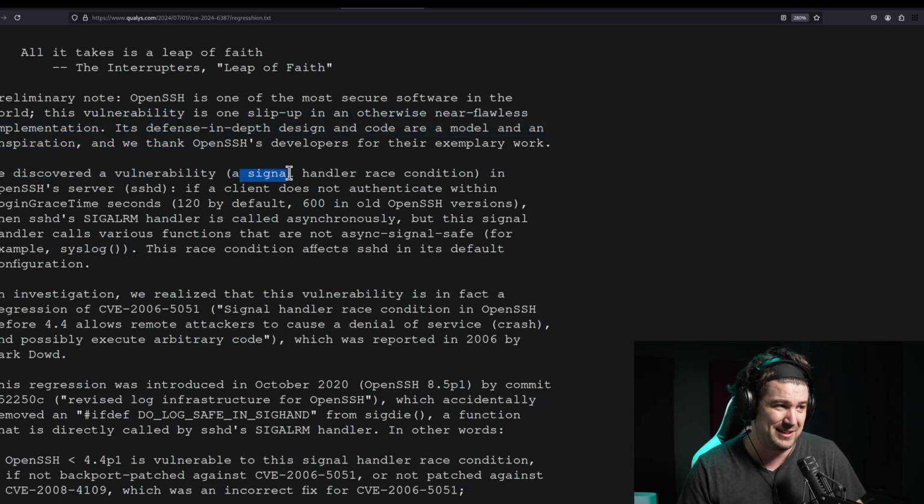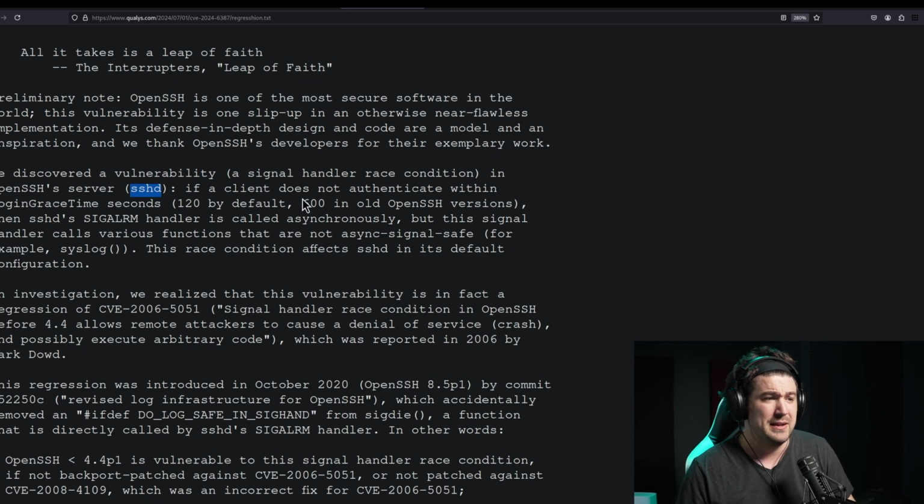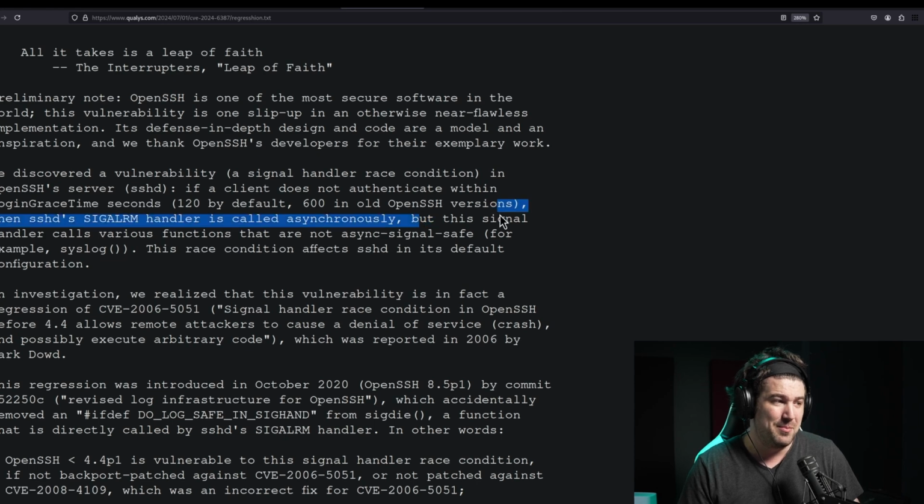We discovered a vulnerability, a signal handler race condition in OpenSSH server, sshd. If a client does not authenticate within the LoginGraceTime seconds, 120 by default, 600 in old OpenSSH versions, then sshd's SIGALRM handler is called asynchronously. But this signal handler calls various functions that are not async-signal-safe.